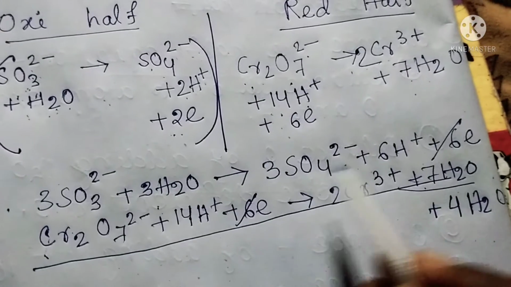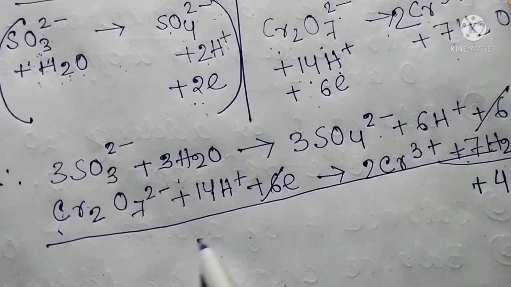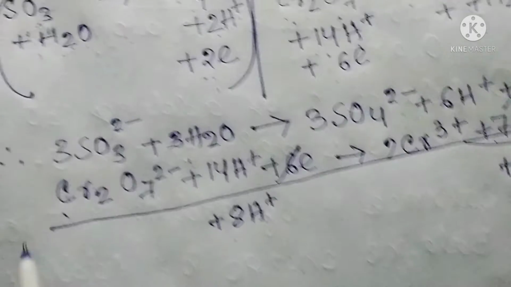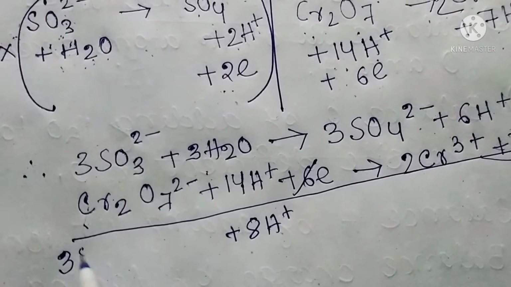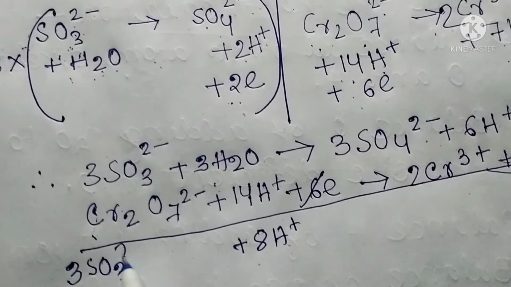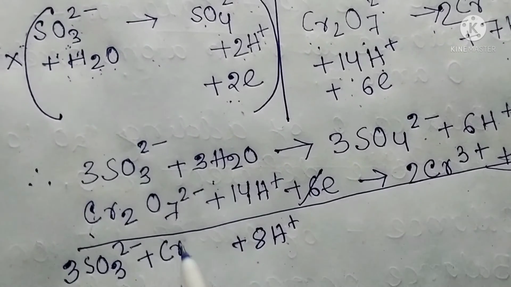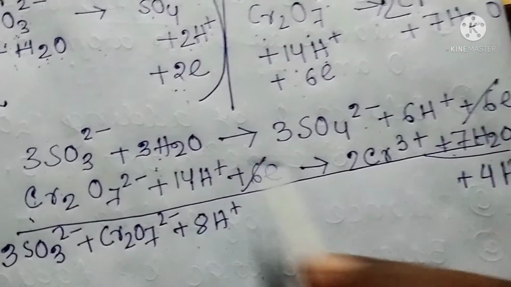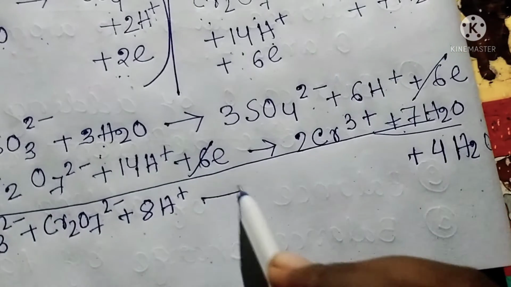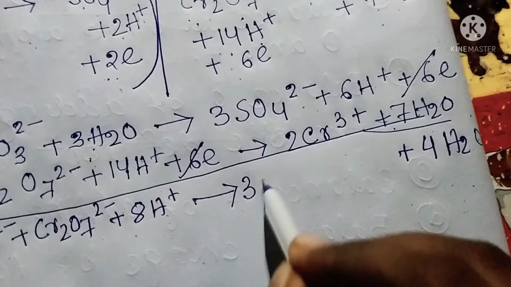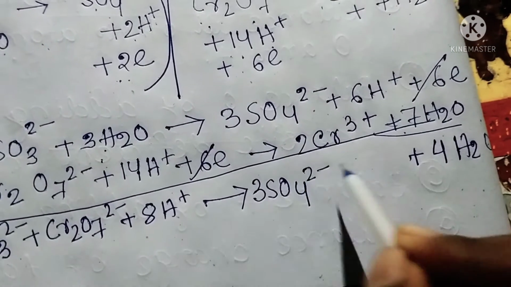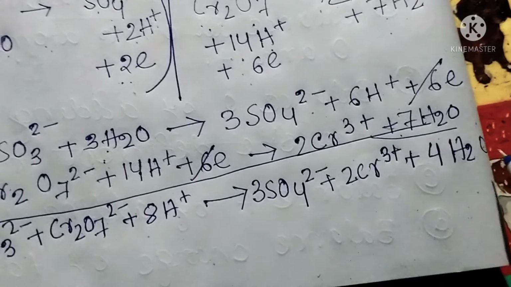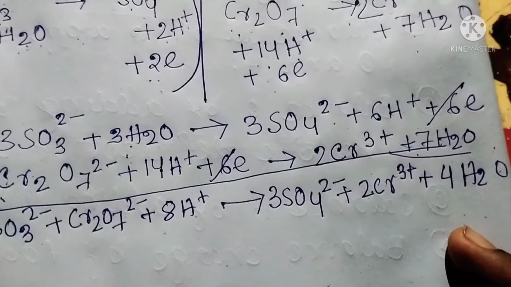Here 14H plus and here 6H plus, so we get plus 8H plus here. Now write the equation. 3 SO3 2 minus plus Cr2O7 2 minus plus 8H plus. This is cancelled and we get here 3 SO4 2 minus plus 2 Cr3 plus plus 4 H2O.